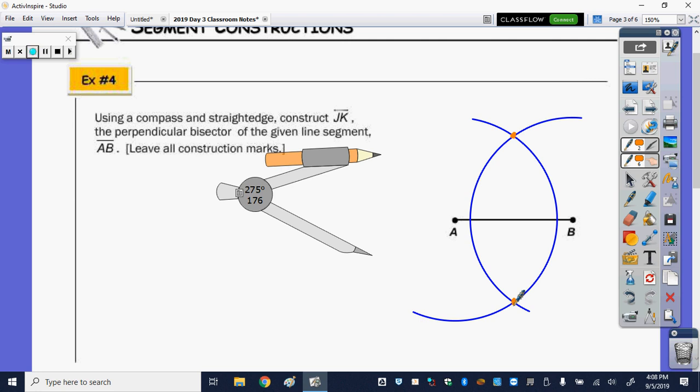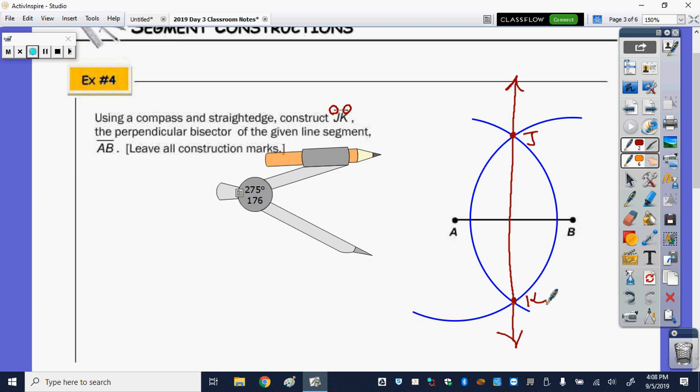So now I'd like you to use your straight edge. Once again, I'm not going to use it because the tool is a pain to use on the Promethean board. You're going to line up that straight edge so you can draw a straight line all the way through. Because it has the arrows here, you must also have the arrows on your constructed line. Okay, so that is the perpendicular bisector of AB. We do need to do one more thing because it said to name it JK. So I'm going to name this point J and this point K.